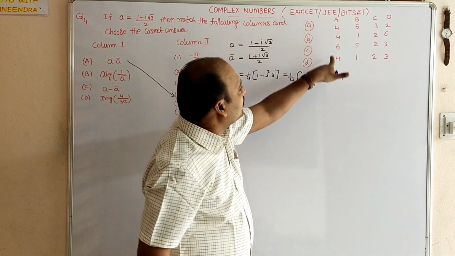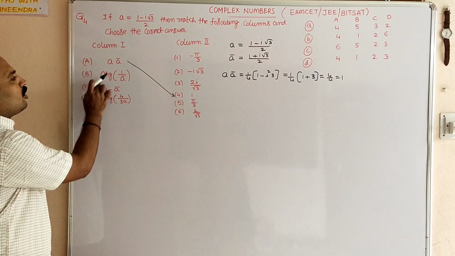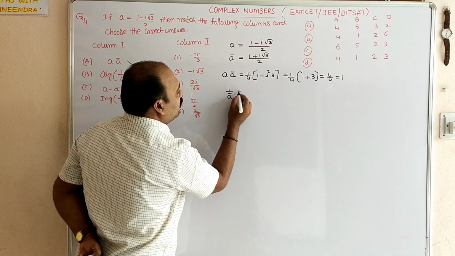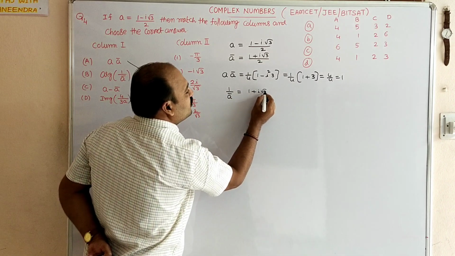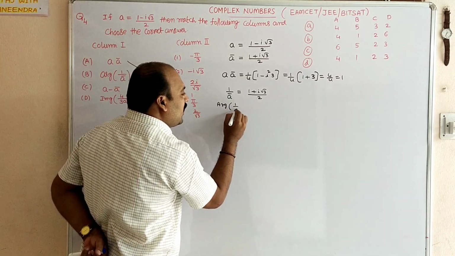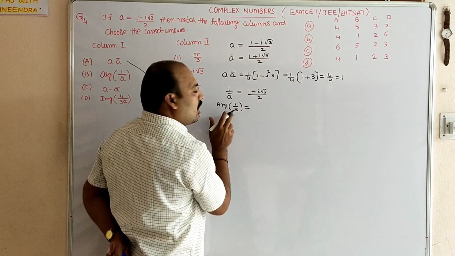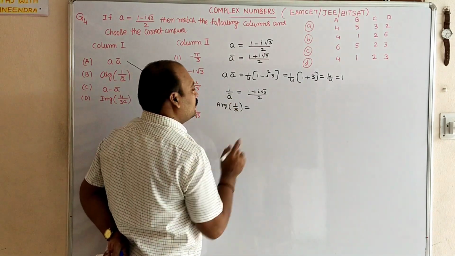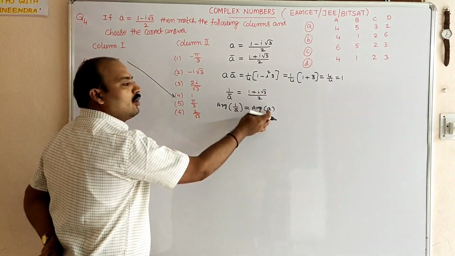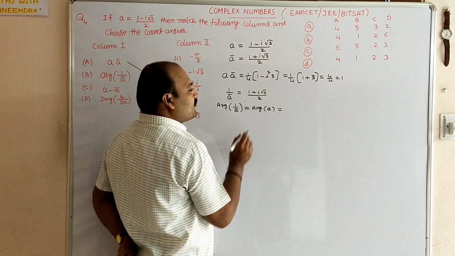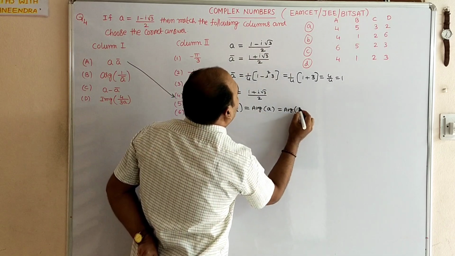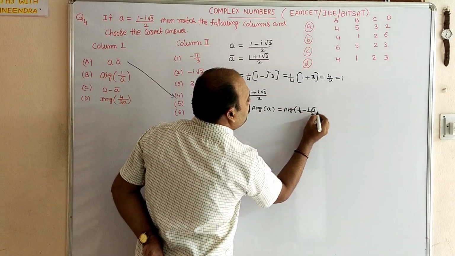For 4 we have 3 options. Now what do we have to do? Argument of 1 by A bar. So 1 by A bar equals (1 plus i root 3) by 2. The argument of 1 by A bar is equal to the argument of A, since the argument of 1 by A bar is the argument of A. Argument of A means the argument of 1 by 2 minus i root 3 by 2.